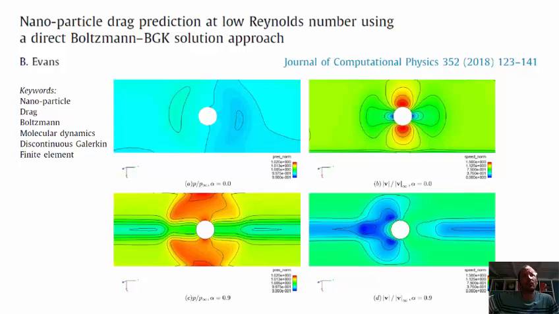This is a short 5-minute summary video overviewing the details of a paper that I published early in 2018 looking at prediction of forces, in particular drag forces, on a nanoparticle trapped within a channel at transitional Knudsen numbers. It was a computational approach based on the solution of the Boltzmann-BGK equation using a discontinuous Taylor-Galerkin discretization scheme.